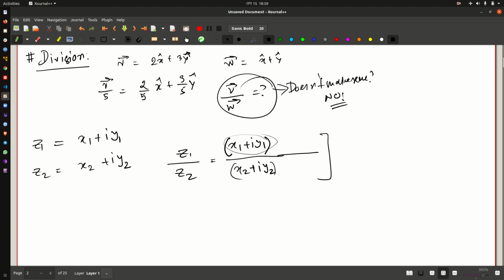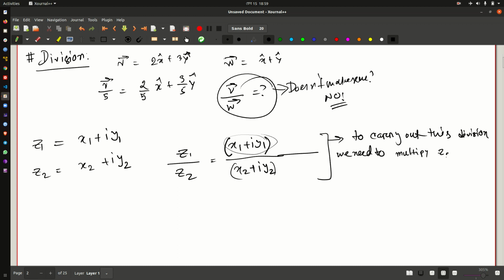To carry out this division, we need to multiply z2 bar. So that's why I said the complex conjugate of the denominator. We need to multiply z2 bar in both numerator and denominator. Let's see how this turns out.